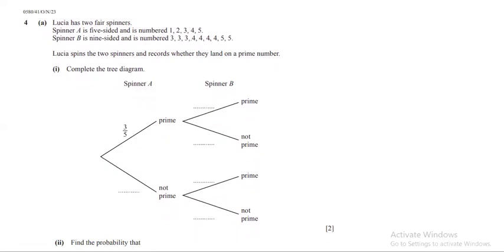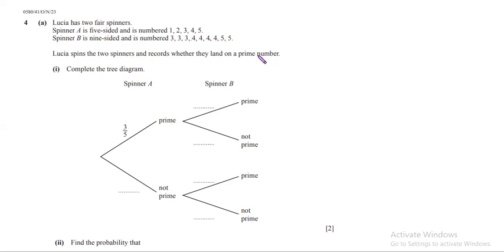It states that Lucia has two fair spinners. Spinner A is 5-sided and numbered from 1 to 5. And spinner B is 9-sided and numbered as 3, 3, 3, then we have four 4s and two 5s. Now, in this question, it states that Lucia spins the two spinners and records whether they land on a prime number or not.